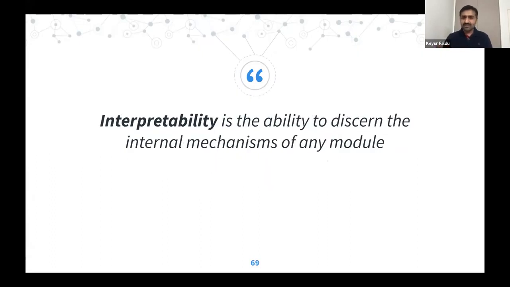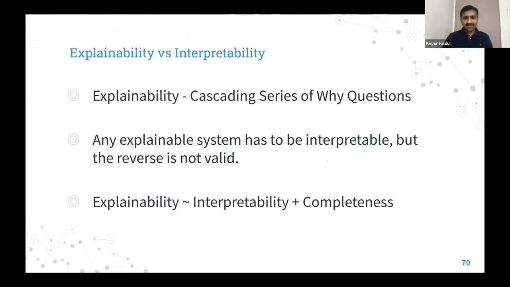Typically, people use the terms explainability and interpretability interchangeably with an ambiguous boundary, but there is definitely a different meaning to both terms. An explainable system would need interpretable subsystems. Interpretability is about discerning the internal mechanisms of any module. If you want to combine both of them, explainability can be said as interpretability plus completeness. Let's say an explainable system has n number of subsystems. When each of those subsystems is interpretable and their orchestration between those subsystems is also interpretable, it would easily give rise to an explainable system.